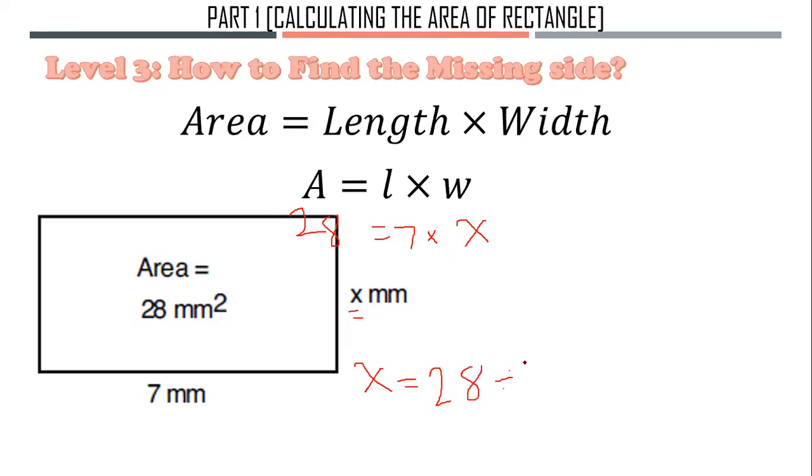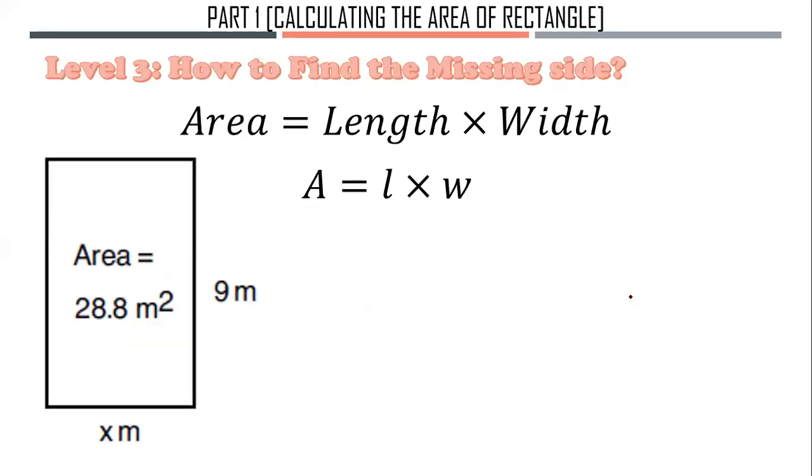28 divided by 7. What is the answer for that? 3 or 4? 4. Thank you. What's the unit now? Millimeter. Excellent, millimeter, because this is a length, it's not an area anymore. So the answer will be 4 millimeter. Now let's hear someone else.